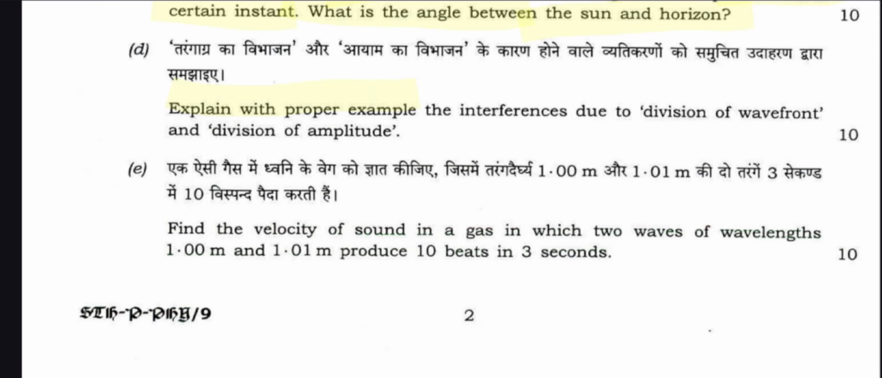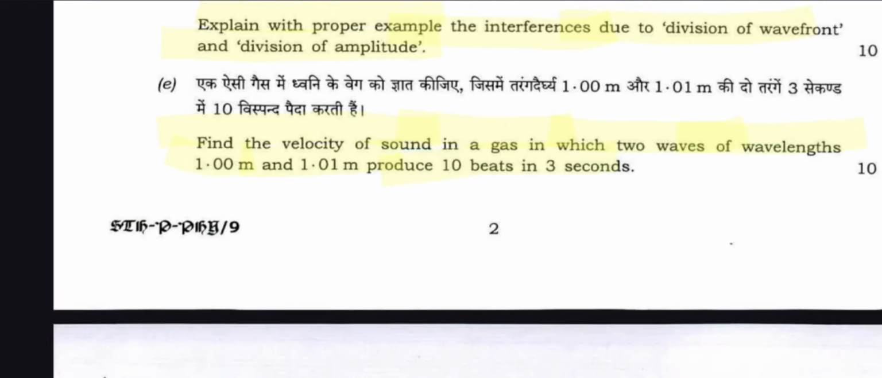So next D, explain with a proper example the interference due to division of wavefront and division of amplitude. Question number E, find the velocity of sound in a gas in which two waves of wavelength 1.00 meter and 1.01 meter produce 10 beats in a second. So come to the next questions.